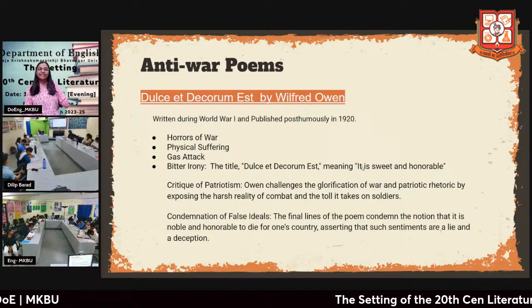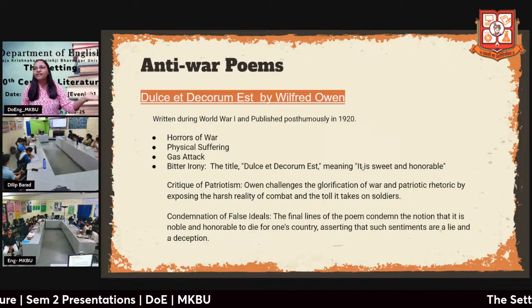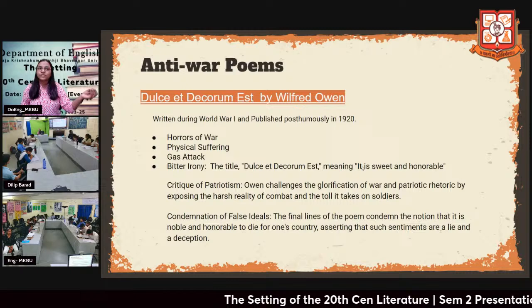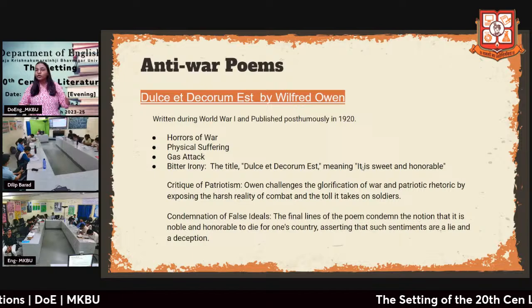In the poem, there are soldiers who have been fighting the whole day and are coming back to their places. They are so tired and injured. While they are returning, there is a gas attack. One of his fellow soldiers is not able to put on his mask, and because of that he suffers a lot and then he dies. The other soldiers are not able to help him, and he just dies.